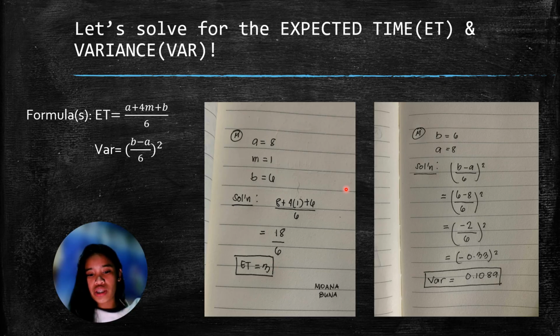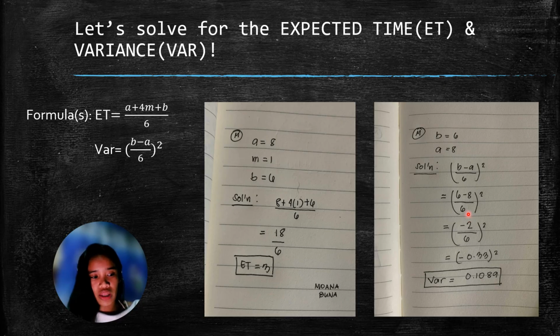I have here the solution. I made it by myself, and this given was generated from the past diagram that we tackled, which is A equals 8, M equals 1, B equals 6. And the solution that used this formula, so we have 8 plus 4 times 1 plus 6 over 6. It results in 18 over 6, which is 3, so our expected time is equal to 3.